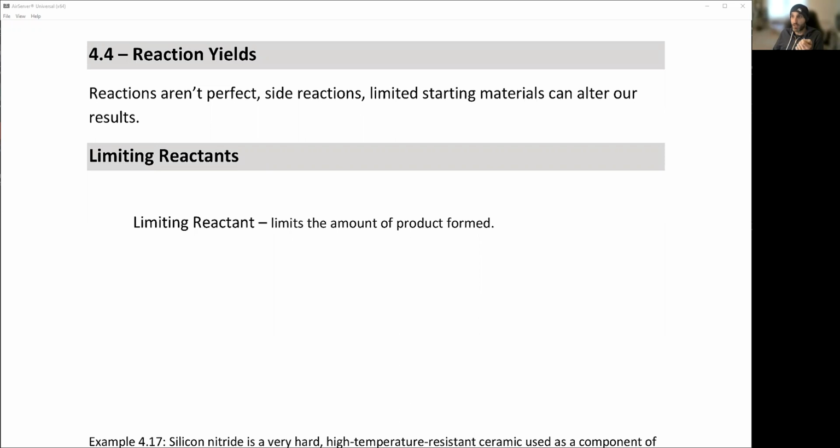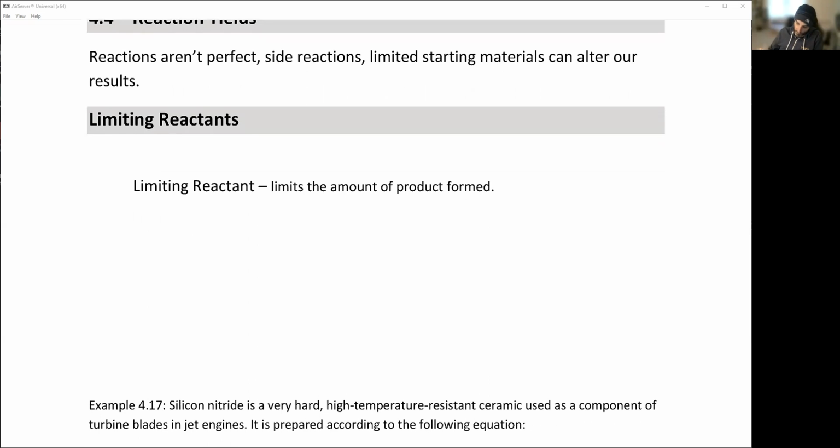Side reactions occur, and we're limited by the starting materials that we have. All of these things end up altering what we actually produce. So we have to talk about the concept of limiting reactants. There's always one limiting reactant that will limit the amount of product we can form.